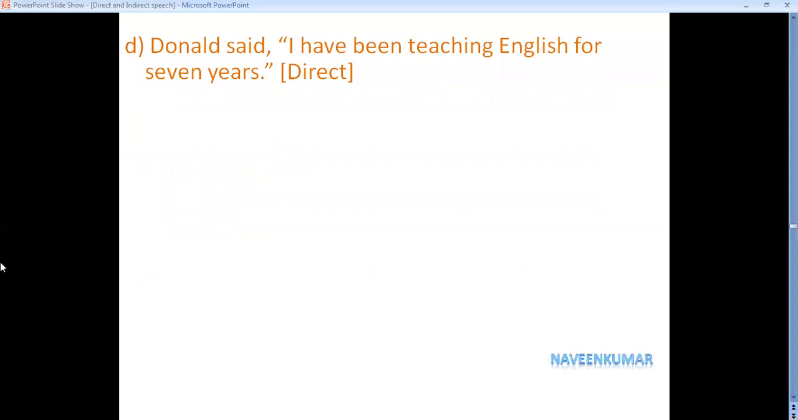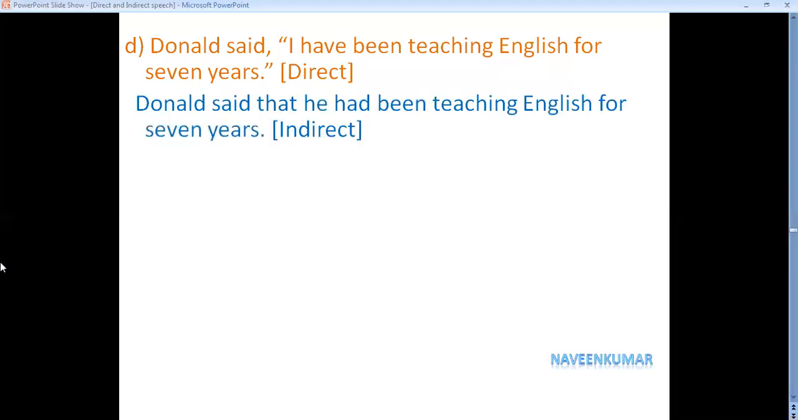Donald said, I have been teaching English for 7 years. The reporting verb is already in past tense. So we have to identify the tense of the direct speech. I have been teaching English for 7 years. Which tense is this? Present perfect continuous tense. If the direct speech is in present perfect continuous tense, indirect should be in past perfect continuous tense. Donald said that he had been teaching English for 7 years. That is past perfect continuous tense. Next one.